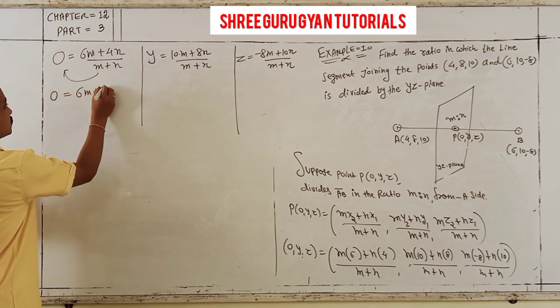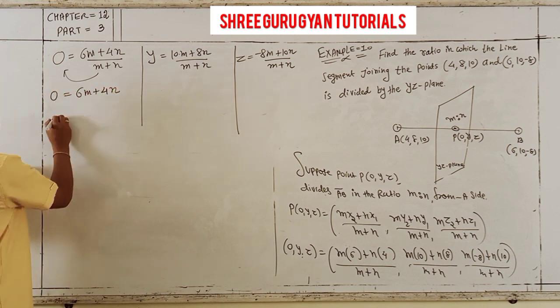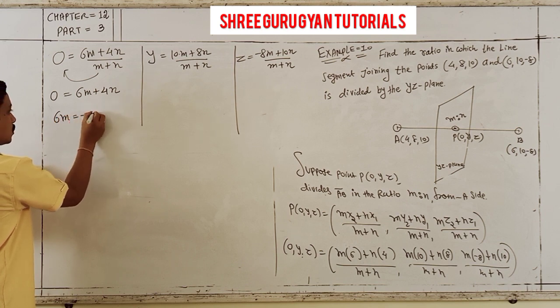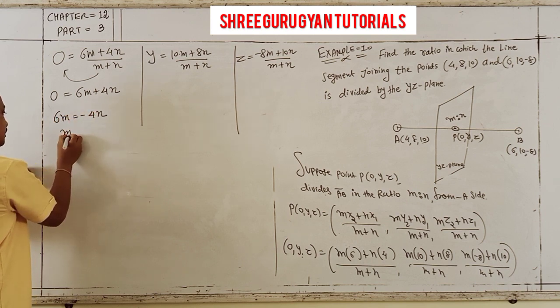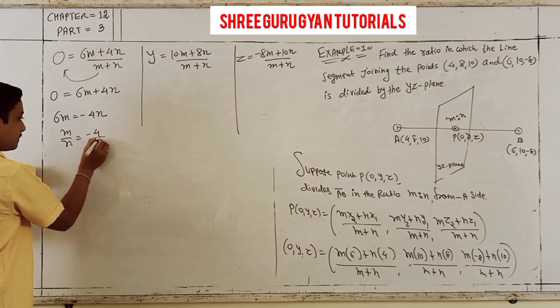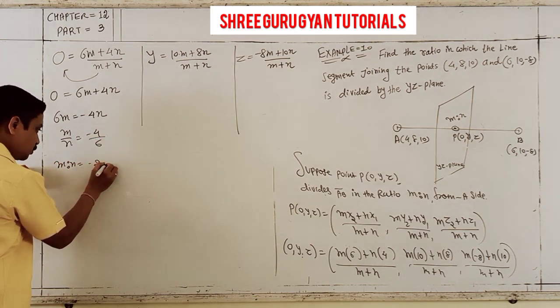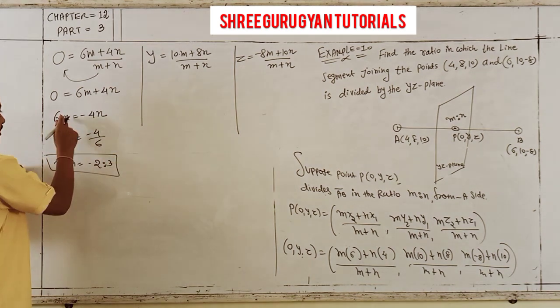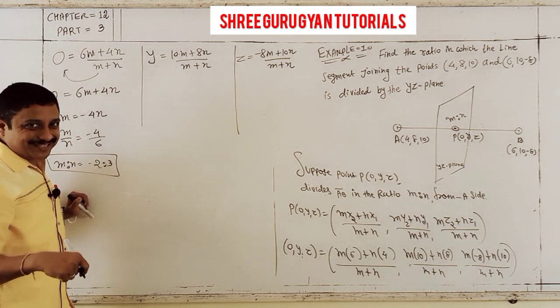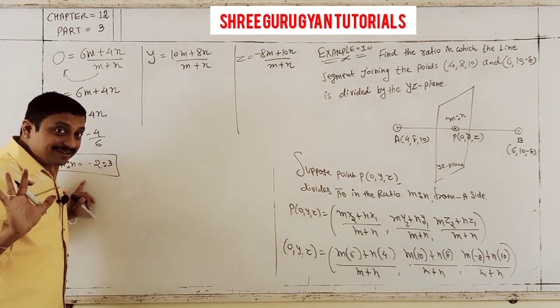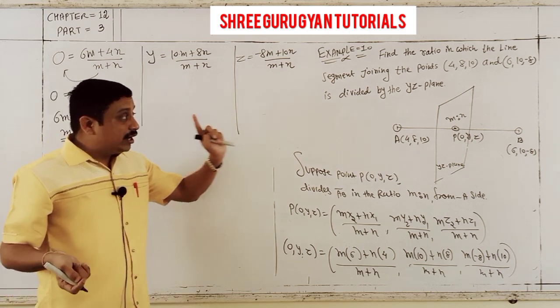6m plus 4n. So 6m is equal to minus 4n. M by n, it is m ratio n, minus 2 ratio 3. Yes, 6m by n, minus 4 by 6, minus 2 ratio 3, numerical done. But sometimes they ask to find the coordinate also.